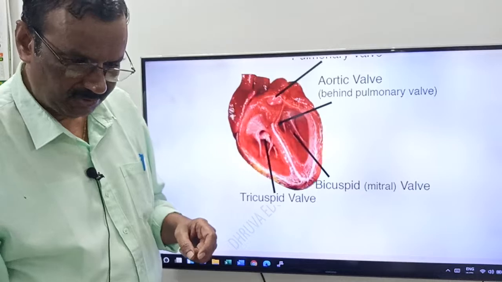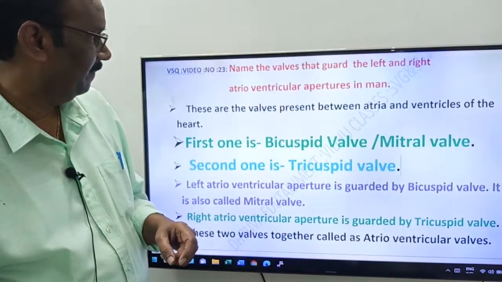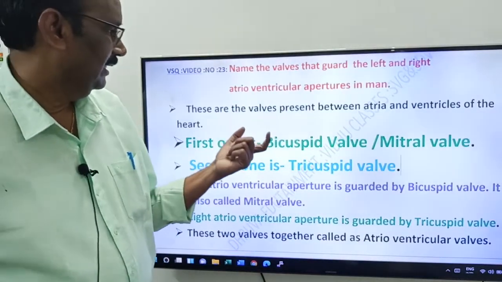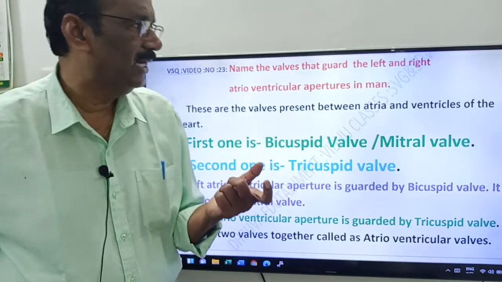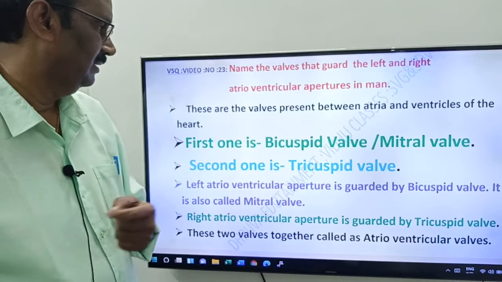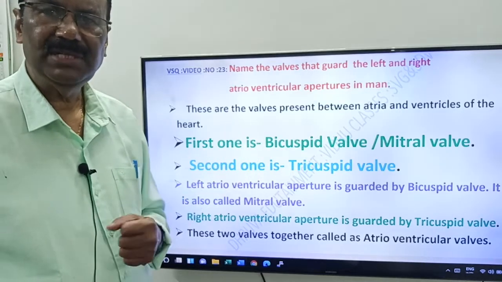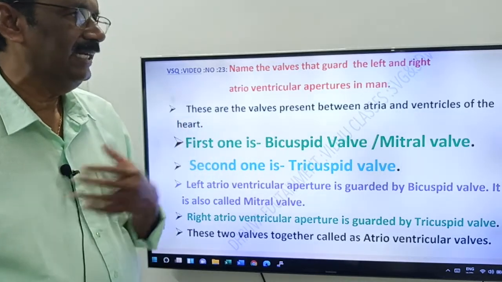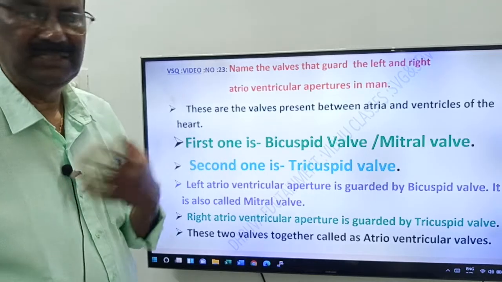Okay friends, now come to our actual answer, friends. Name the valves that guard the left and right atrioventricular apertures in man. These are the valves present between the atria and ventricles of the heart.